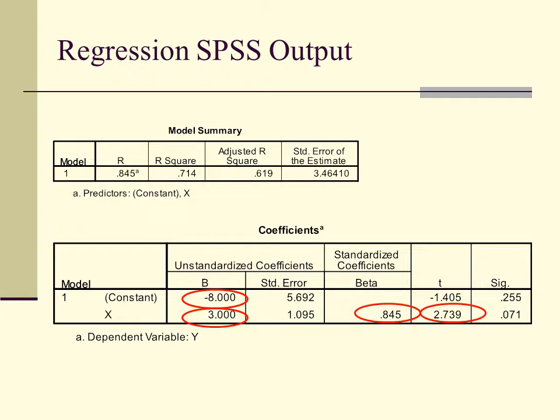Then this is the t-test for the regression coefficient. It is 2.739. Then the p-value is 0.071, so it is not significant. The first table gives you the R. This is the correlation coefficient between X and Y. You'll notice that these 2 values are the same. R is 0.845 and beta is also 0.845. Therefore, the correlation coefficient equals the standardized beta weight.